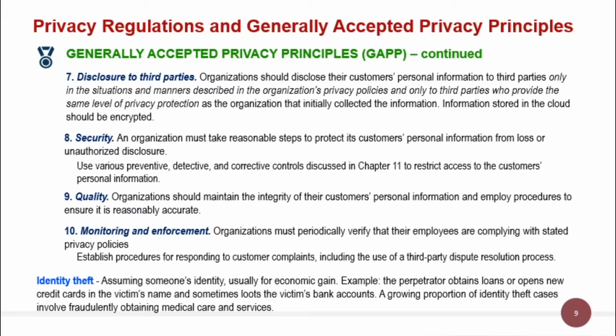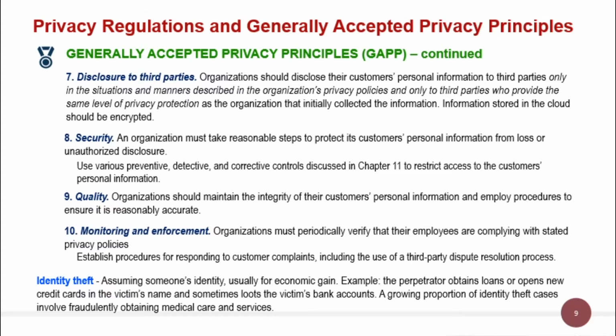Companies should disclose their customer personal information only in the situations and manner described in the privacy policy, and only if the third party will provide the same level of privacy protection. So if the company wants to open it to third parties, maybe in the same website but with a different kind of information, the other parties have to make the same privacy policies.